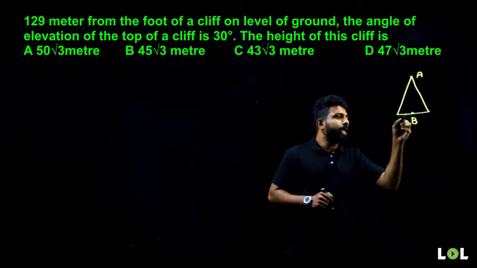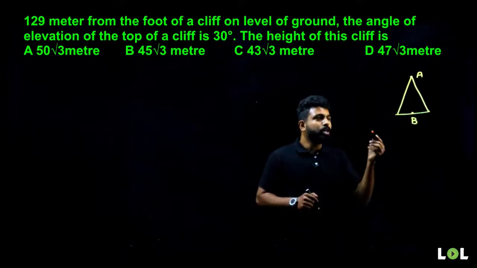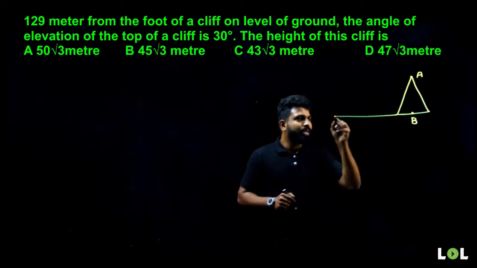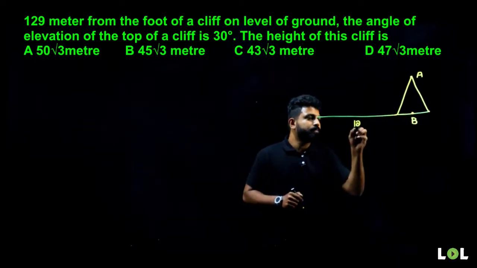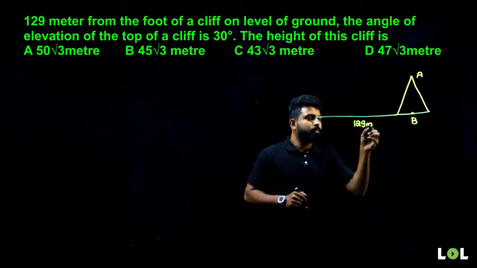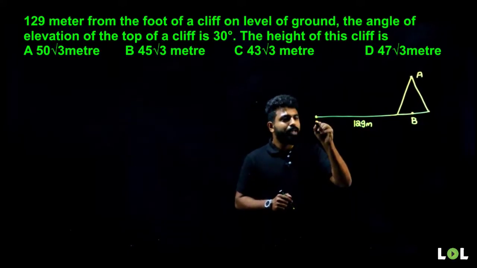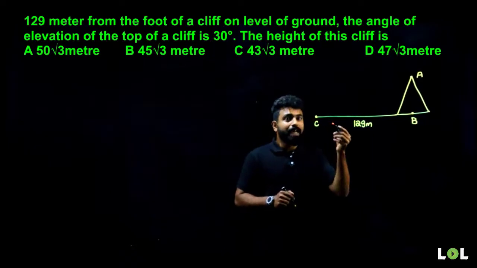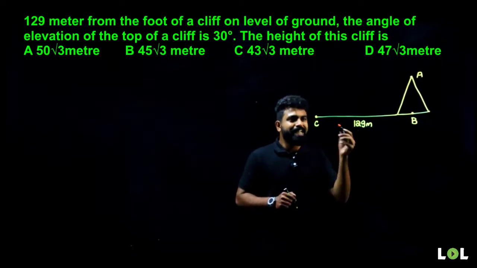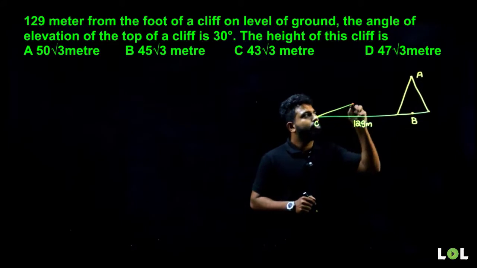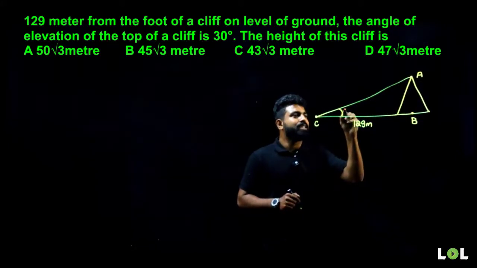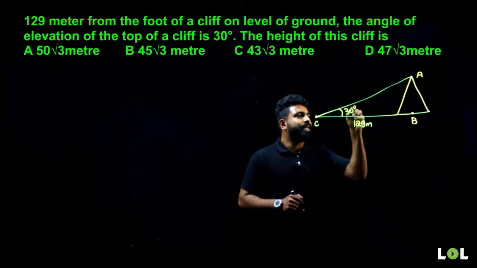So this will be AB. Now they're telling 129 meters from the bottom of the cliff, so I'll take 129 meters. From this point, I'll call this point C here. From this point, it is making an angle of elevation of 30 degrees to the topmost point on the cliff.